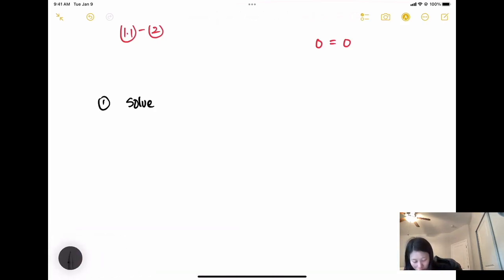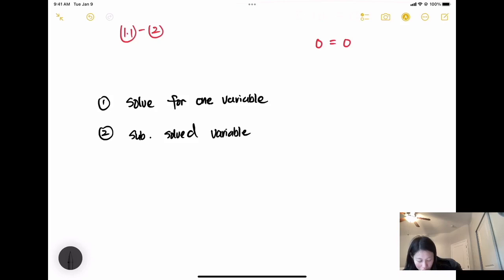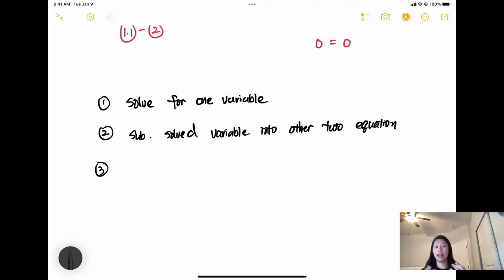You're trying to solve for one variable first. And then you substitute that solved variable into the other 2 equations. Then you will have what? A linear system of 2 equations, right? And then you just solve it like solving a system of 2 linear equations.